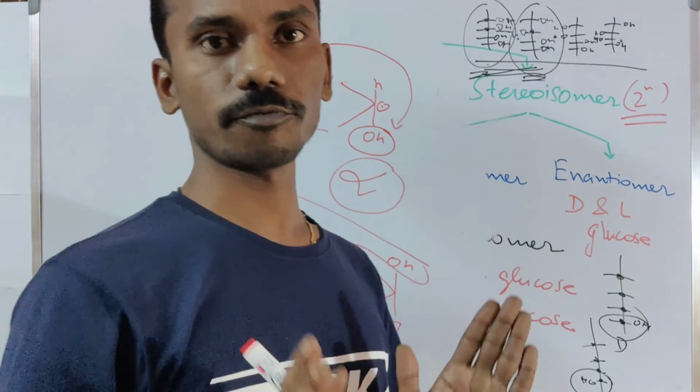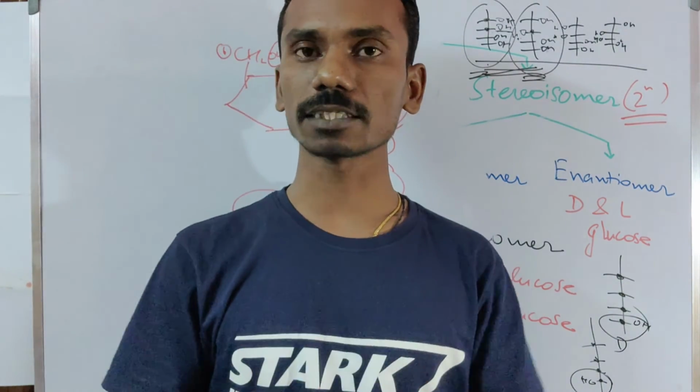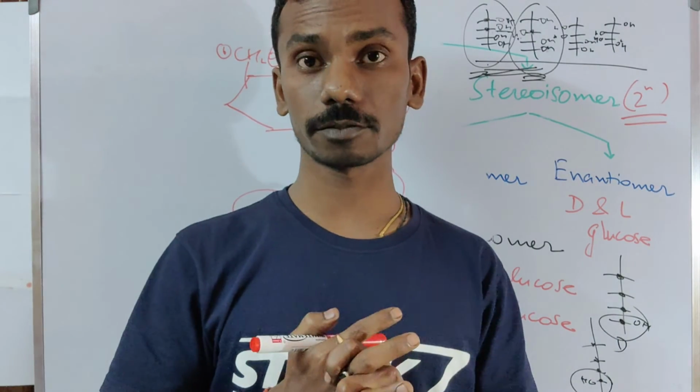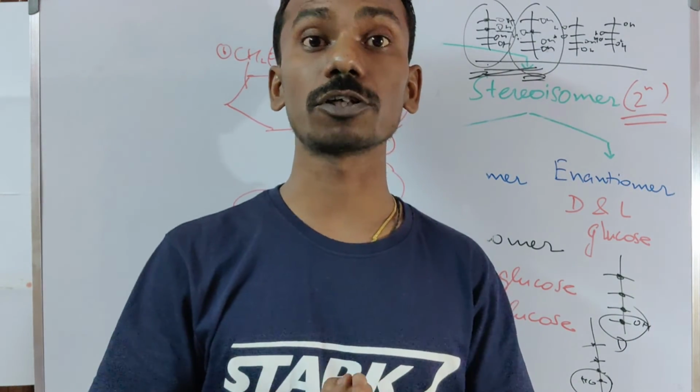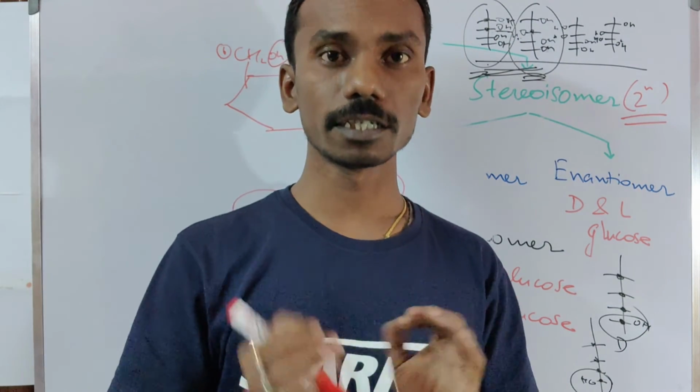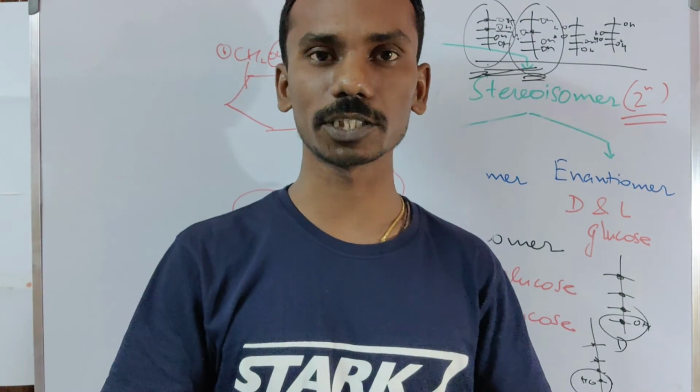So this is all for the isomer part. In the next video you will learn some tricks through which you can draw your Fischer projection very easily, up to glucose and its diastereoisomers.